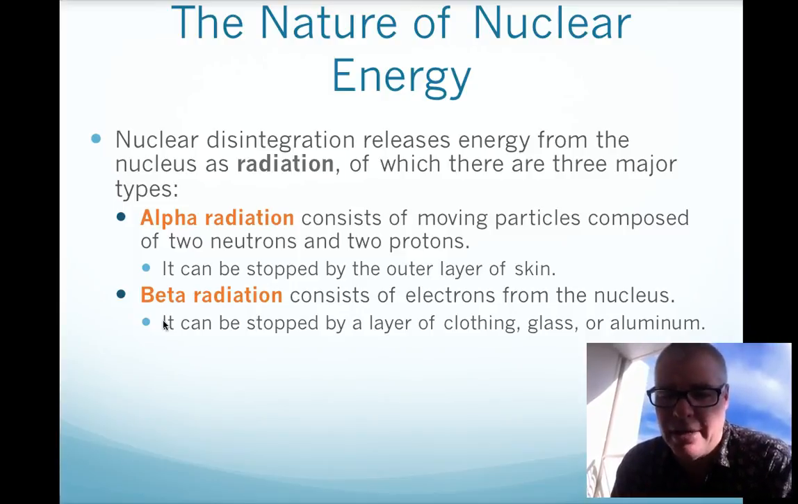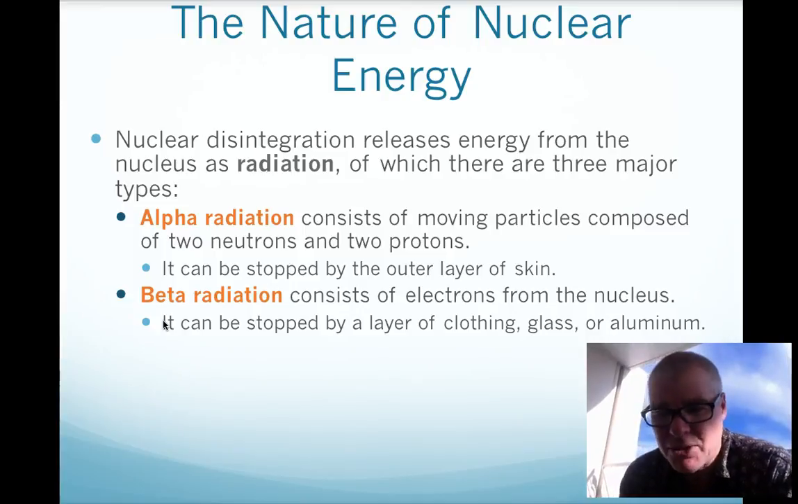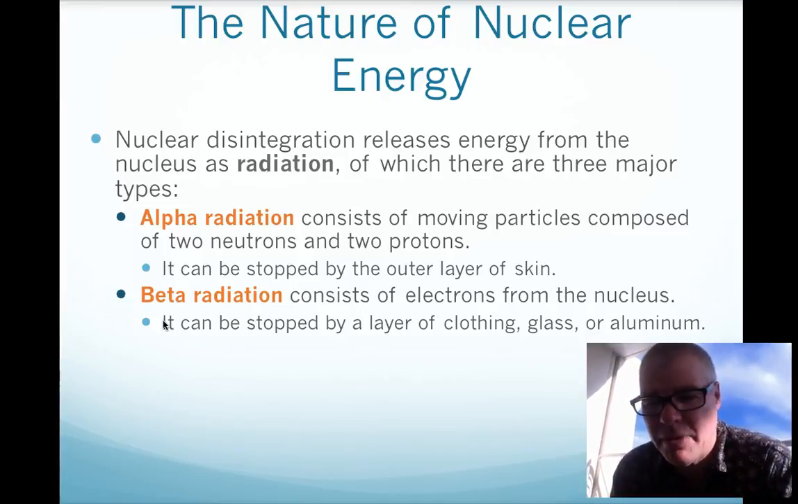The next kind of radiation is beta radiation, which essentially is an electron being ejected by the nucleus. It can be stopped by a layer of clothing or by aluminum. They penetrate a little bit more. They penetrate into your skin. If you get close to a beta emitter, it will give you a burn, like a radiation burn.